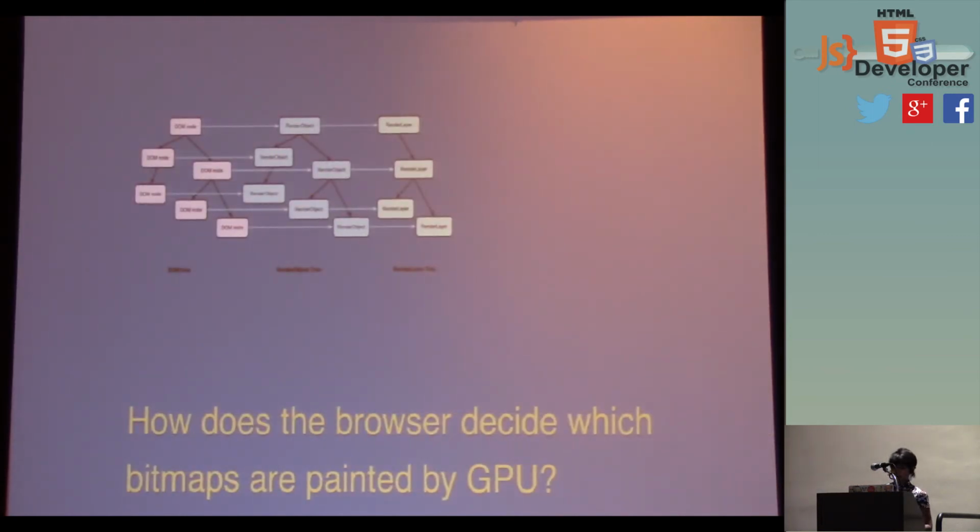Once it has created those bitmaps, it needs to determine which of those bitmaps are going to be rendered by the GPU. And it's fairly sensible what browsers do these days. What I'm talking about is definitely based on our understanding of WebKit and Blink, but I'm pretty sure what Firefox and IE do is also somewhat similar. I'm not sure if it's completely similar, but it must be somewhat similar.